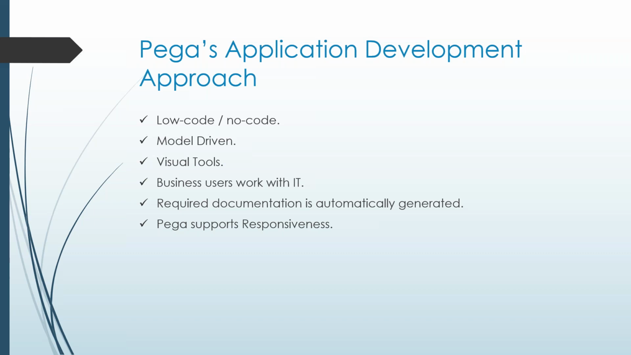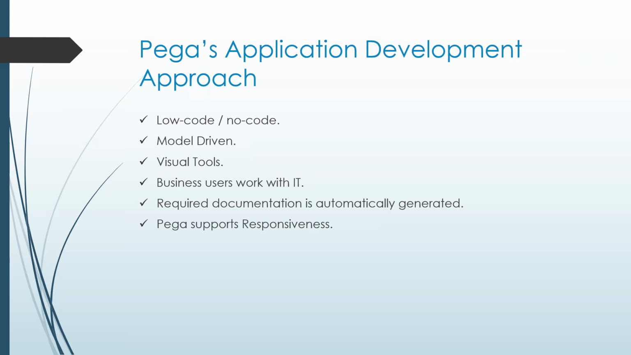Then Pega supports responsiveness, which generally means when you develop an application for web, it is intended for web. If you try to open the same application in a tablet or in a mobile phone, you will have a distorted view. Probably like the text fields would go here and there. You'll get some horizontal scroll bar. All that would come into picture.